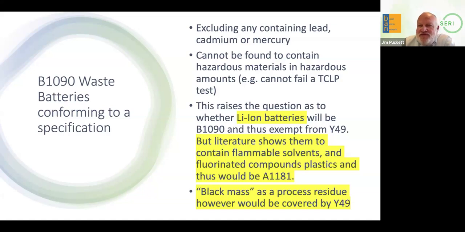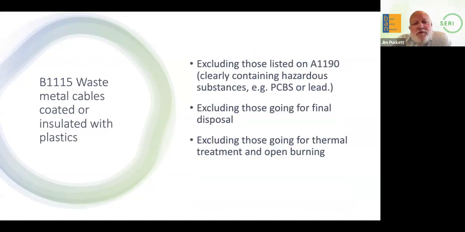Black mass, on the other hand, which is the big soup of mixture of lithium-ion batteries made into a matrix that's not going to be flammable and is processed in different ways by different actors. Those we would consider as being one of the process residues that would be covered by Y49. So we wouldn't see this being in the B1090 category, but we predict that it will become Y49, black mass, and subject to control.